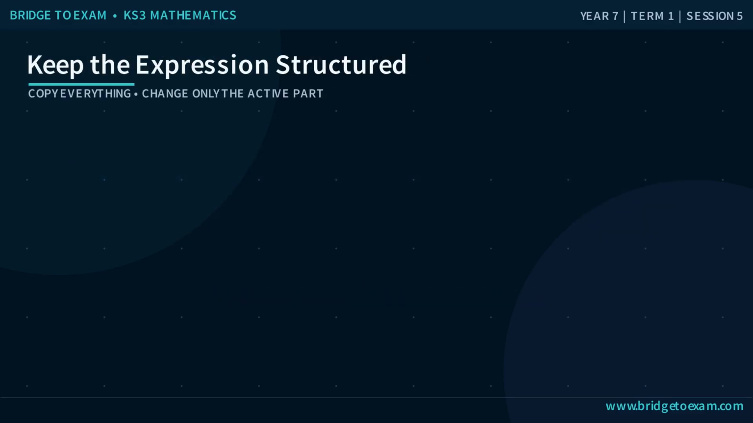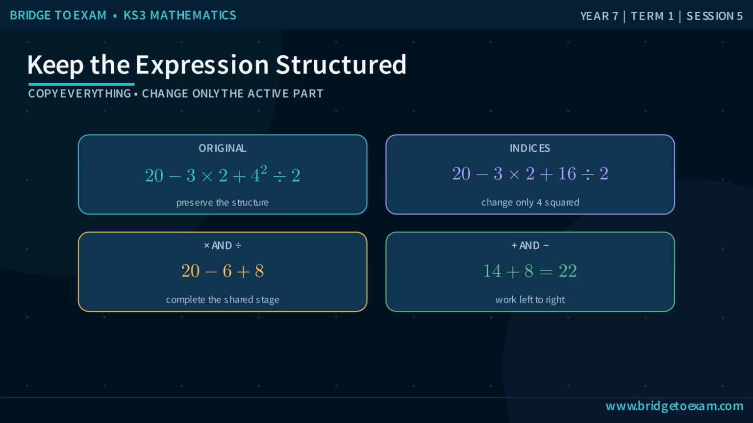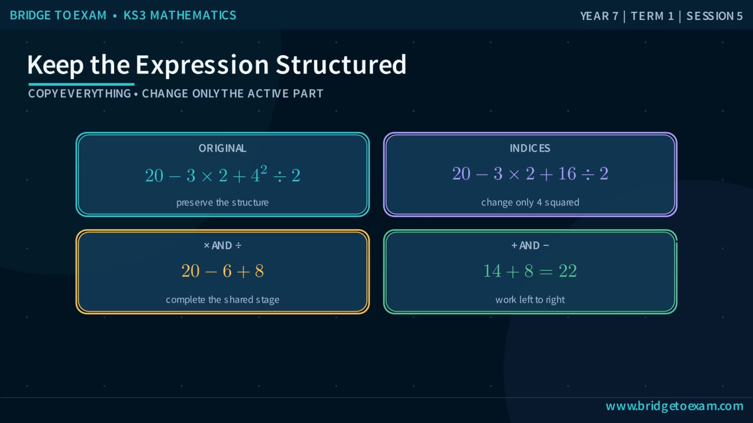For a longer expression, mark the active stage rather than trying to do everything mentally. Copy the whole expression onto the next line, changing only the part you have evaluated. This preserves its structure and prevents skipped operations. Brackets come first, then indices, then division and multiplication from left to right, and finally addition and subtraction from left to right. One accurate change per line makes checking much easier.